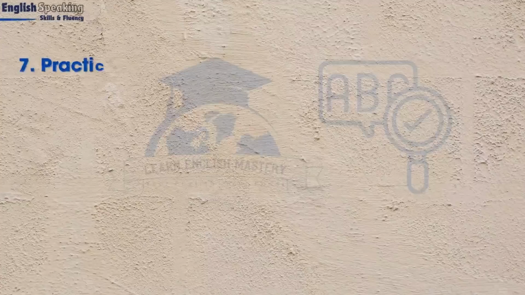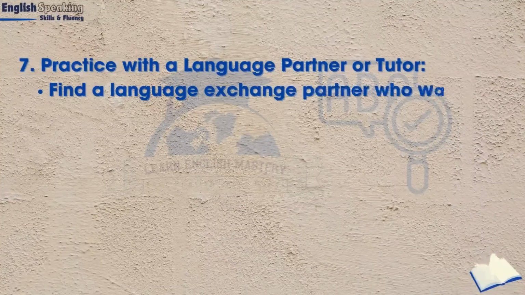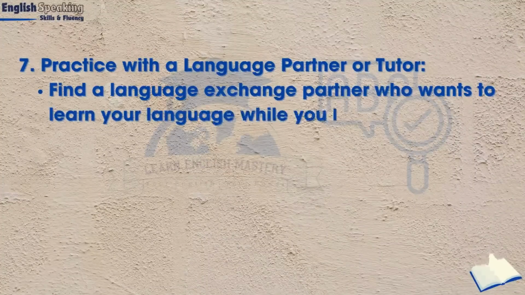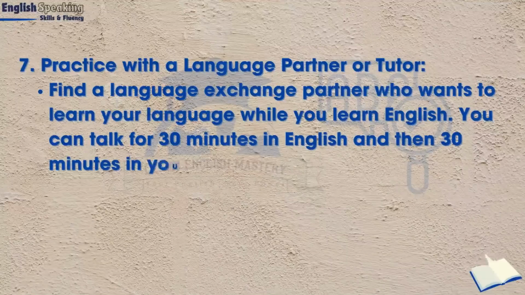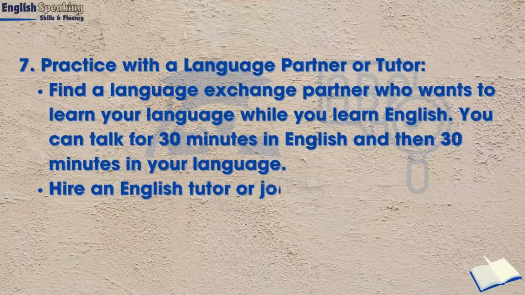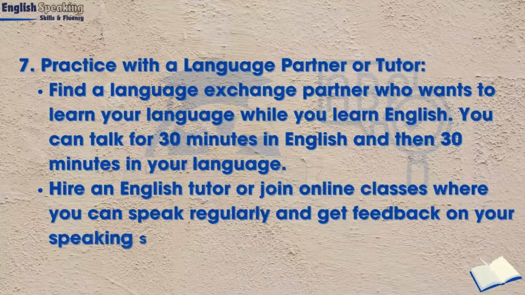7. Practice with a language partner or tutor. Find a language exchange partner who wants to learn your language while you learn English. You can talk for 30 minutes in English and then 30 minutes in your language. Hire an English tutor or join online classes where you can speak regularly and get feedback on your speaking skills.